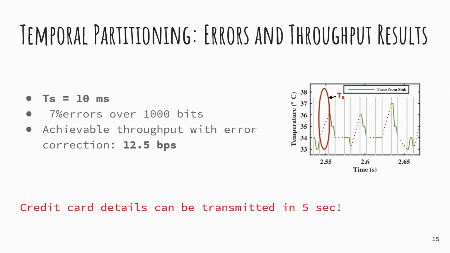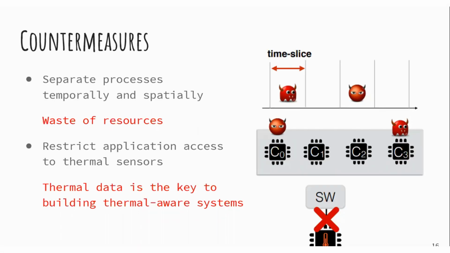they go through the same experiment of trying to transmit 100 bits 10 times, and it takes 10 milliseconds per bit transmission with an error rate of 7%, and it gives us a bitrate of 12.5 bits per second. It says that we can leak credit card information in only 5 seconds this way. Okay, pretty scary, huh? Let's talk about some countermeasures that can be implemented to avoid that.